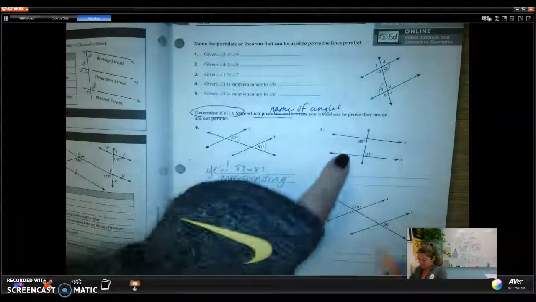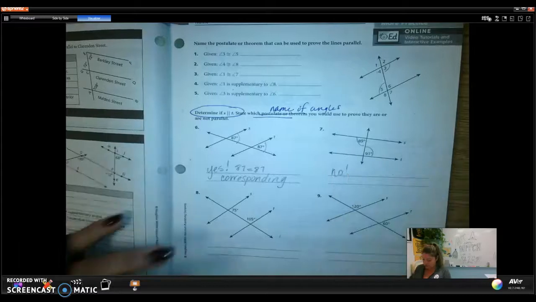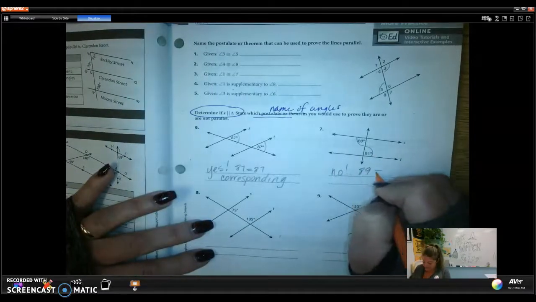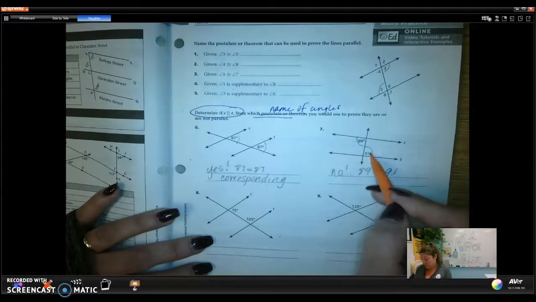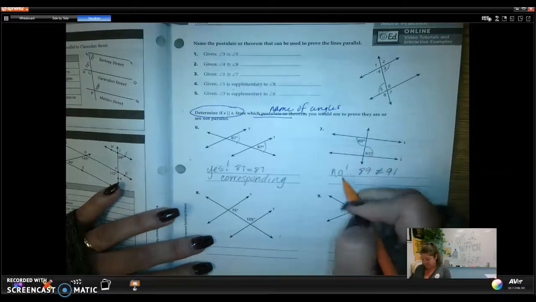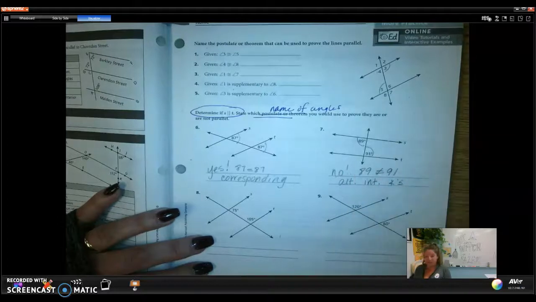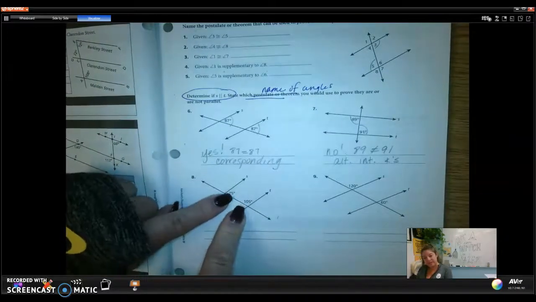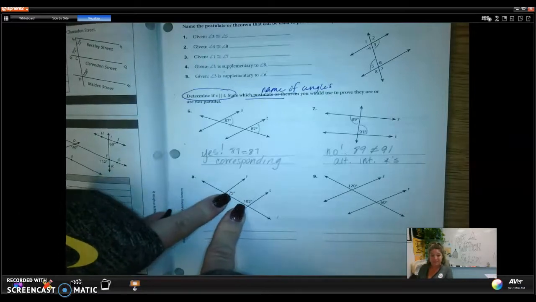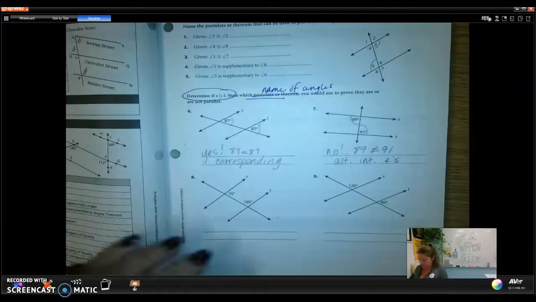Okay, let's do it again. Number 7. If I look at 89 and 91, they do not equal each other. So no, because 89 does not equal 91. These are alternate interior angles, but because they're not equal to each other, they're not parallel. Number 8, same side, they should add up to be 180. So yes or no, does it add up to be 180? Number 9 should add up to be 180. So yes or no, does it add to be 180? And again, make sure you write down what the names of the angles are.